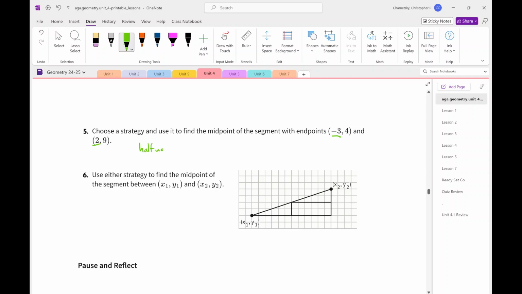for number 5, to find halfway between -3 and +2. Okay? There's two strategies you can use. I can look at the total distance and say from here to here is +5, so half of that is 2.5. So instead of adding +5, if I add half of that, add 2.5 from -3, my x-coordinate would be -0.5. So that's my x-coordinate.